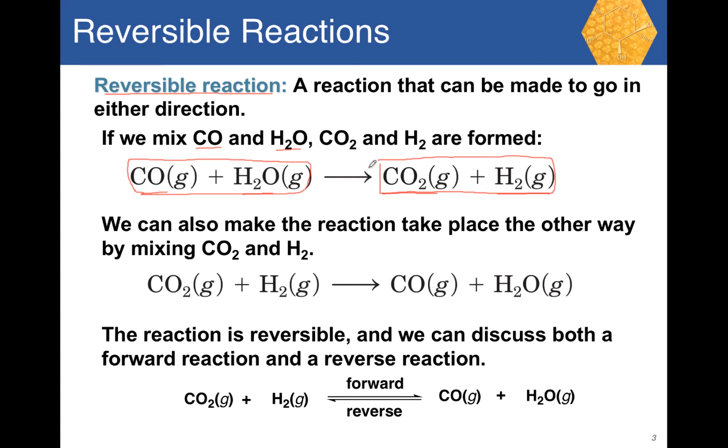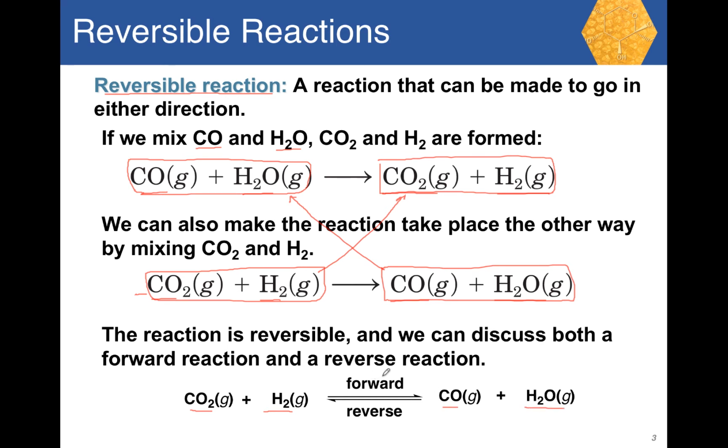It so happens that if you take carbon dioxide and hydrogen and mix them together, you will get carbon monoxide and water. So now these are the reactants. Notice they were the products before. But now if you mix these two, you get these as the products, and notice that these were the reactants before. So what happens? If you mix these two reactants as shown down here, CO2 and H2, in this reaction, you will get carbon monoxide and water.